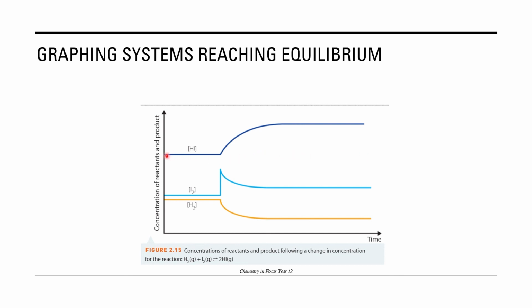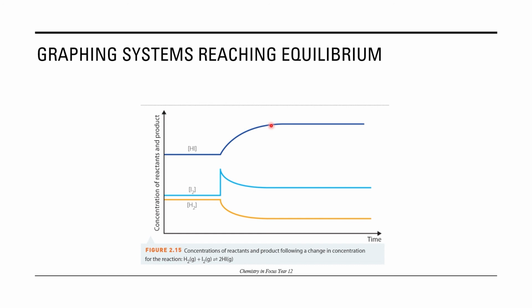A lot of the time, what you'll get in questions like this is maybe showing all of the products in equilibrium, and then maybe you'll get told of a change that happened. So for example, you need to show that iodine gas has been added to the system, and then you would need to then graph the curves afterwards to show how those concentrations change.